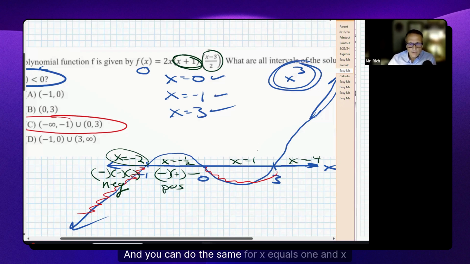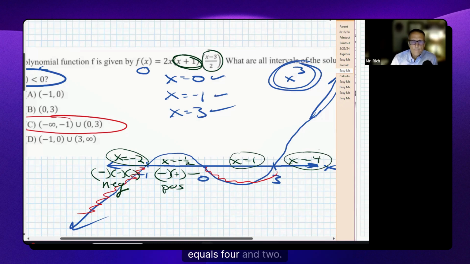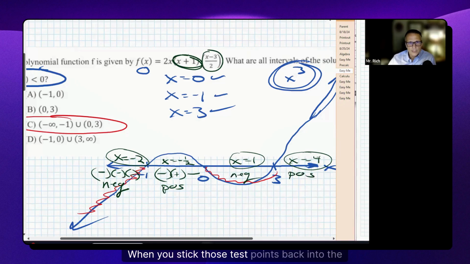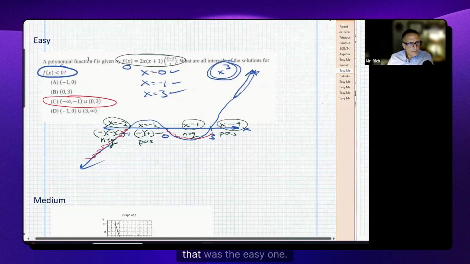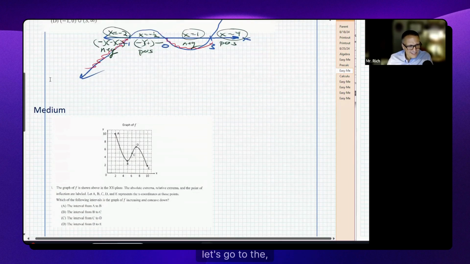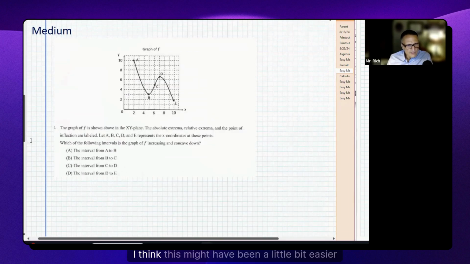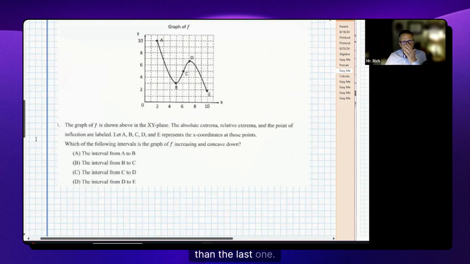And you can do the same for x equals 1 and x equals 4. You'll get a negative followed by a positive when you stick those test points back into the factored form of the polynomial. That was the easy one. Okay, let's go to the medium problem. I think this might have been a little bit easier than the last one.